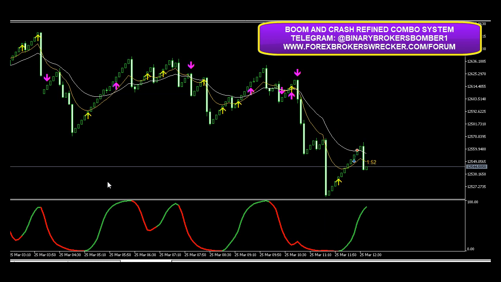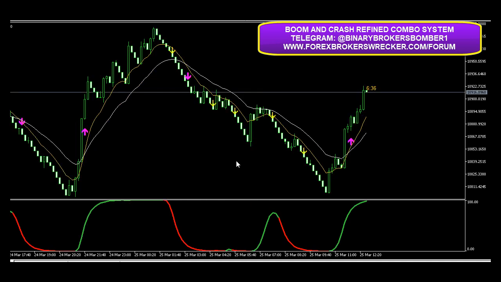How do I trade it? I only had a trade this morning. The trade was on Crash 1000. On Crash, I only trade uptrend. Remember, Crash, you only trade up. Then on Boom, you only trade down. How do I trade? Good.